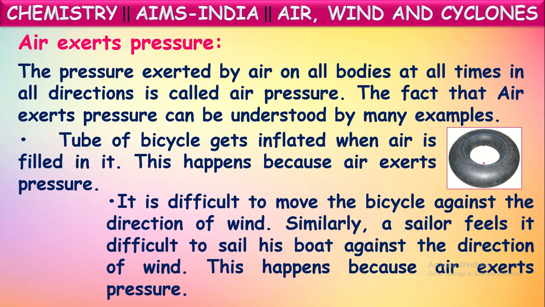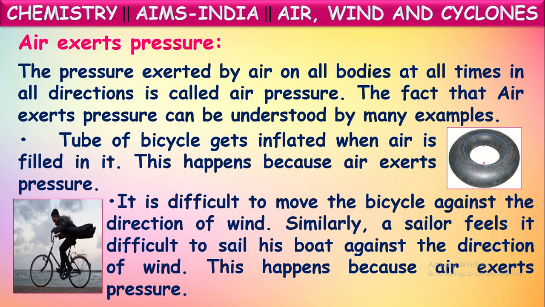And one more example, it is difficult to move a bicycle against the direction of the wind. Have you ever experienced this? We can try this. So if wind is blowing in one direction, if you ride a bicycle in the opposite direction to that, it will be very difficult to ride the bicycle. Similarly, a sailor feels it difficult to sail his boat against the direction of wind. This happens because air exerts pressure on that. So if air is blowing in this way, it will be very difficult to ride the cycle in the opposite direction because air is exerting pressure on the person and on the cycle, and hence it feels difficult to ride the bicycle. Okay, that is because of air pressure.